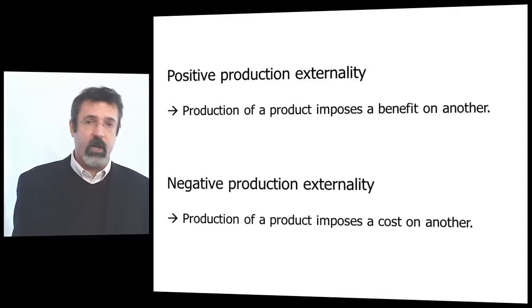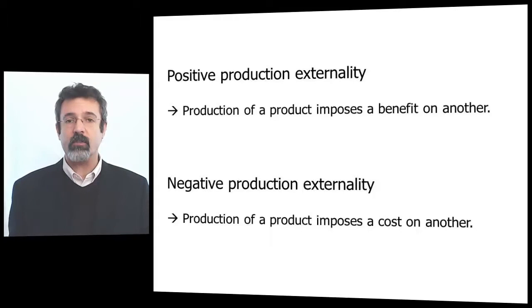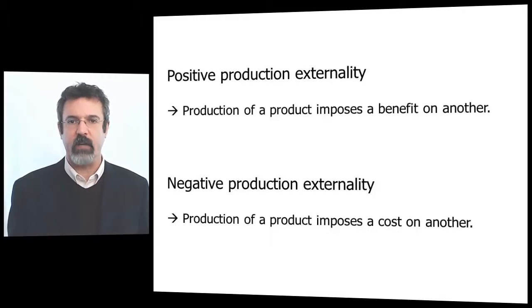A negative production externality, for example, is a firm producing a product and in the process throwing pollutants into a river. The pollutants are the imposition of a cost on others, and this cost is being imposed as a result of the production of a product. This is a negative production externality.